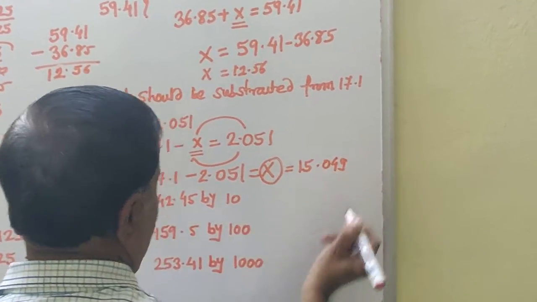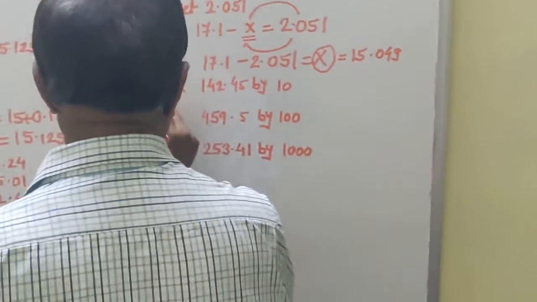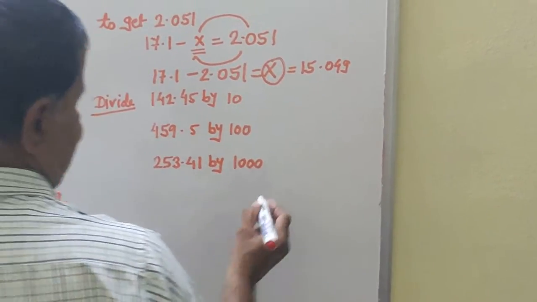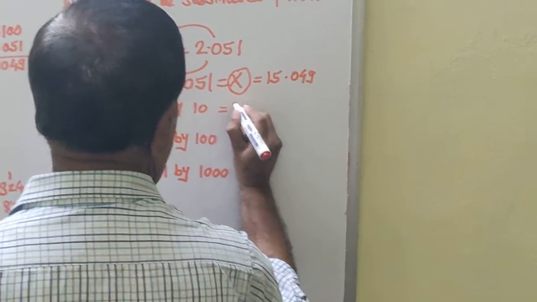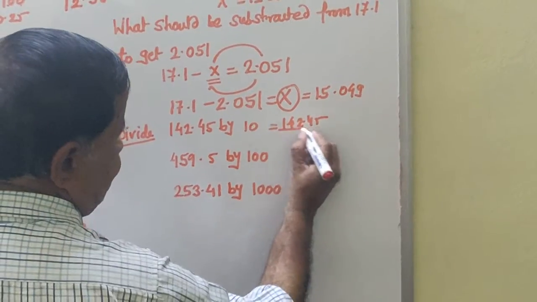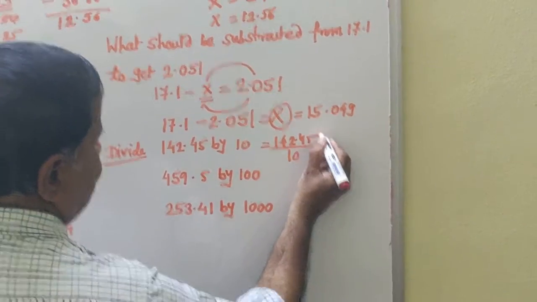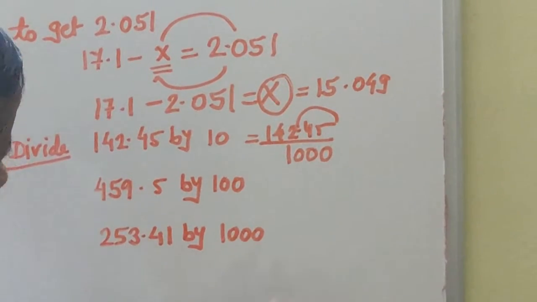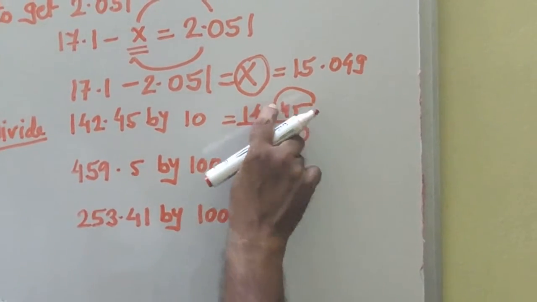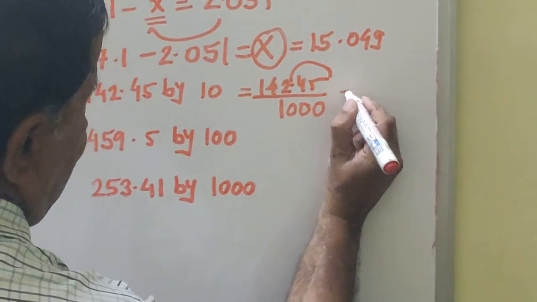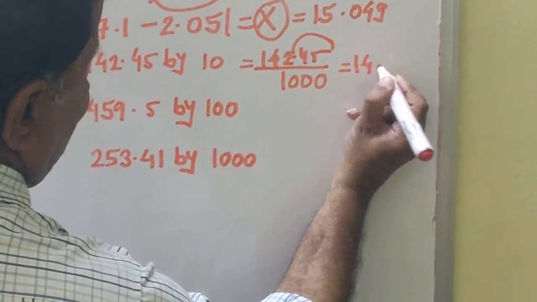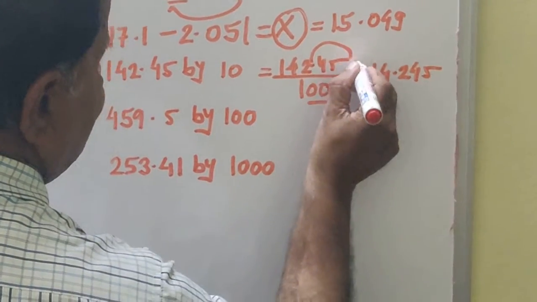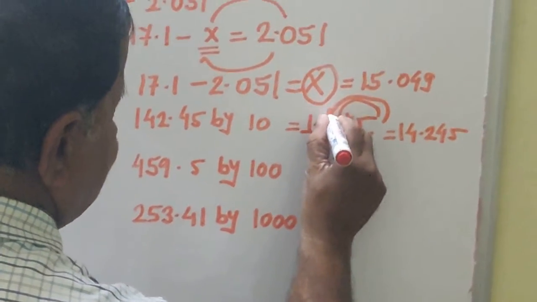15.049. Okay, now we are going to solve divide by 10, 100 and 1000. Okay, this is very easy for the student. 142 upon 10 is given. Decimal after how many places? 2 places. So I will put here 2 zeros. Then here are the 3. Means the decimal will come after 3 places. Means 14.245. Okay. Because of these 3 zeros, I will shift this to that.